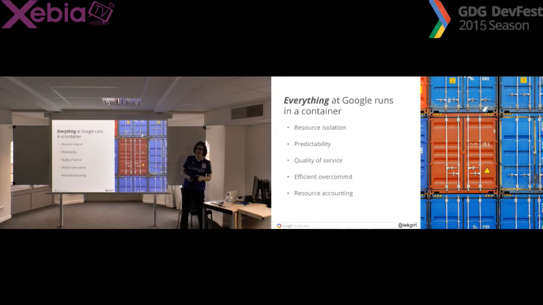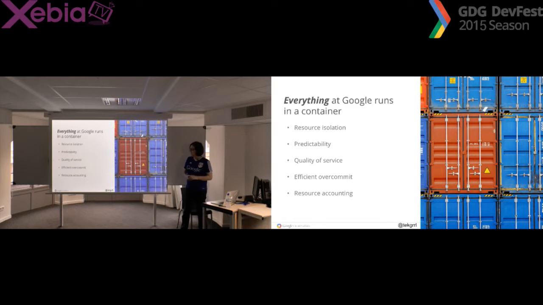And that used to be called Borg, and we couldn't use that term because of Star Trek, because of Paramount Pictures. That's the only reason we couldn't talk about it. And now we have Omega, which is the next generation of our scheduler. And we're going to talk about scheduling soon as well.